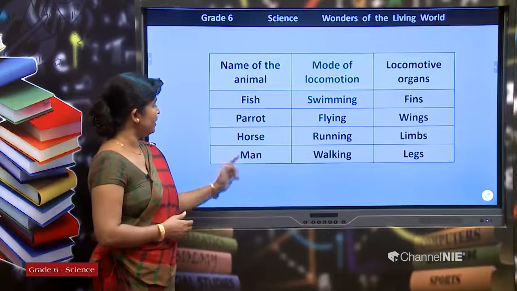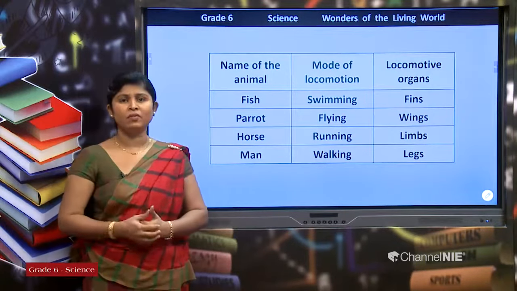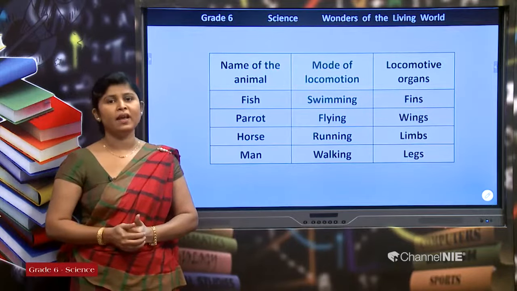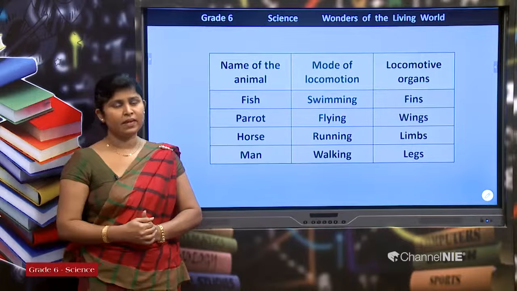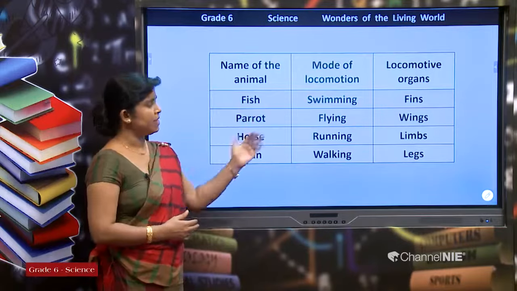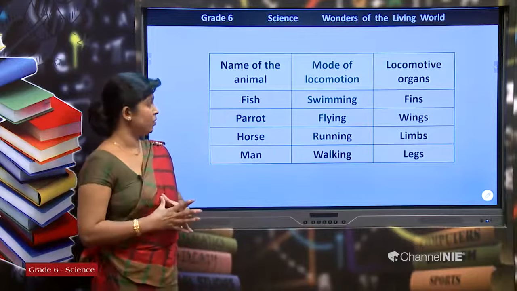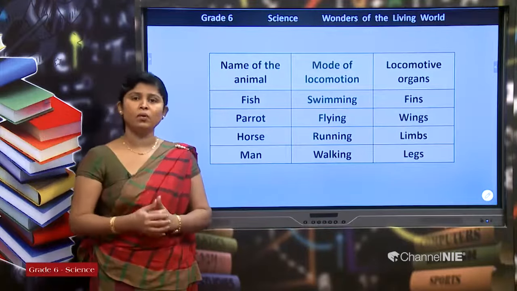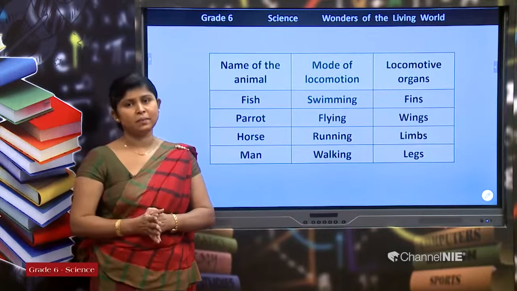Then name of the animal is man. We all know that our mode of locomotion is walking and we have got 2 legs for locomotion, right. I think this table is summarizing different modes of locomotion and locomotive organs used by different animals for their locomotion, right.